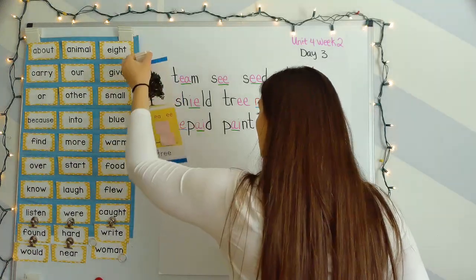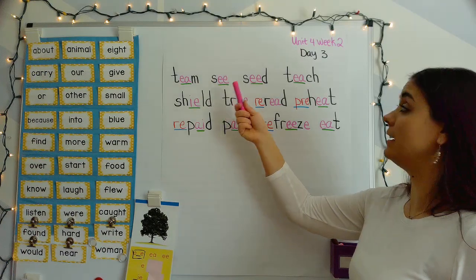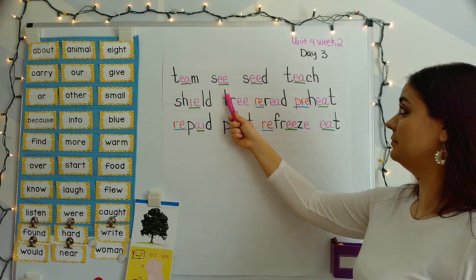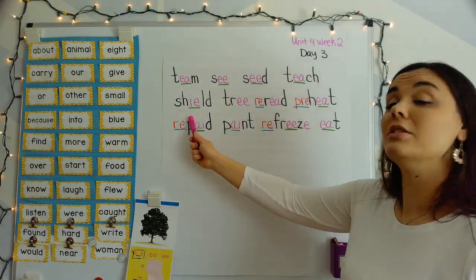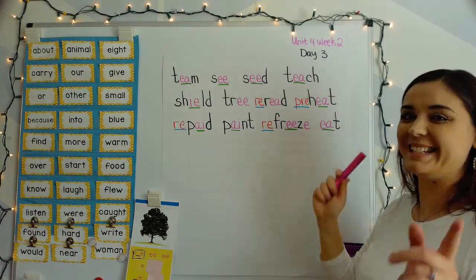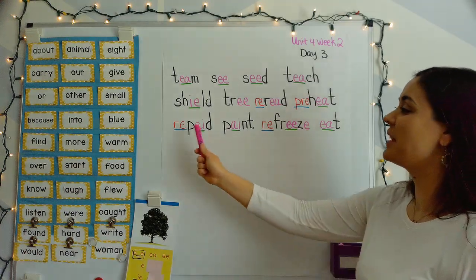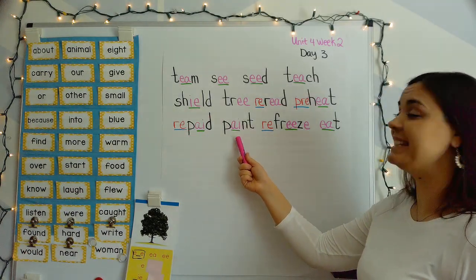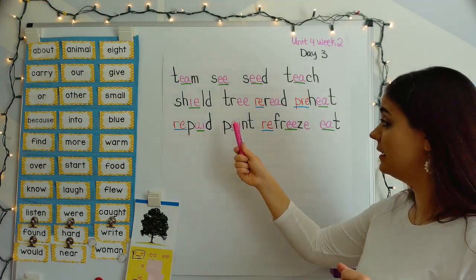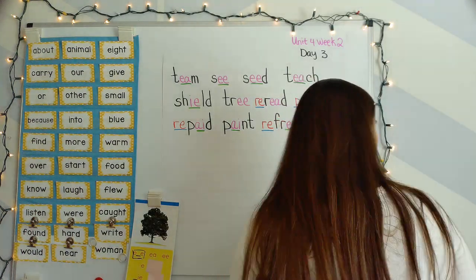Okay, wonderful. So let's read our board. Team, see, seed, teach. Your turn. Shield, tree, reread, preheat. Your turn. Excellent. Repaid, paint, refreeze, eat. Your turn. Lovely. All right, let's do a sentence.